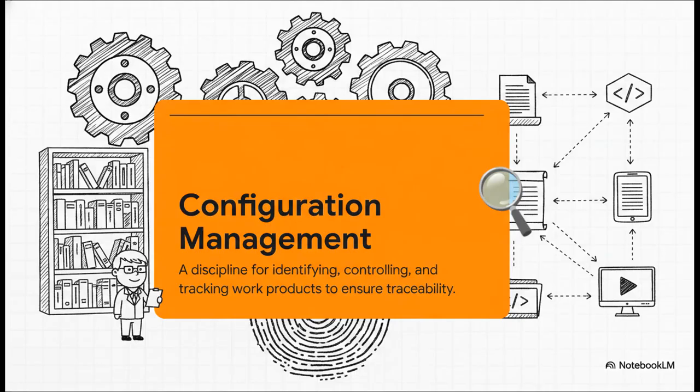Now, running in the background of all this is a critical process called configuration management, and honestly, it's the unsung hero of a well-controlled project. It's like the project's librarian. It identifies and versions everything, test plans, scripts, even the software itself, so you always know exactly what was tested and you can reliably reproduce your results. It's what prevents total chaos.